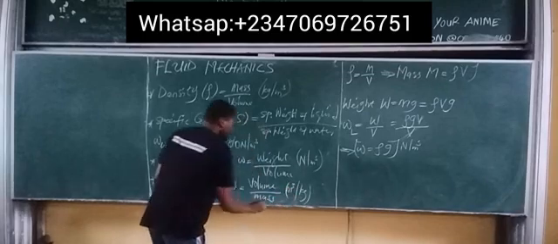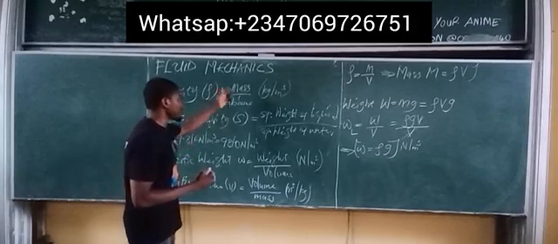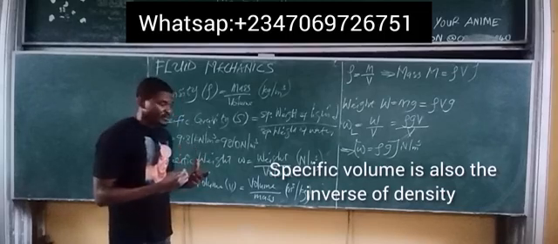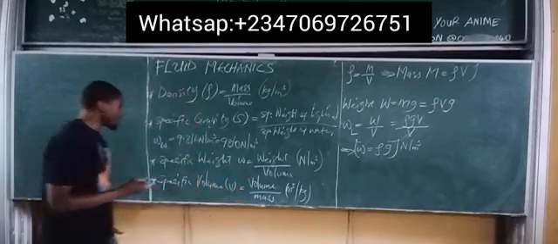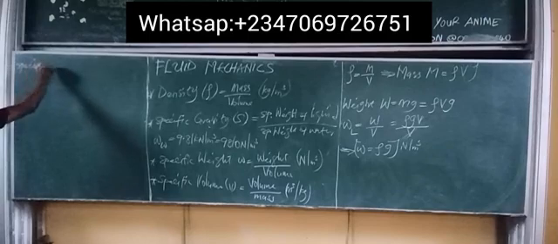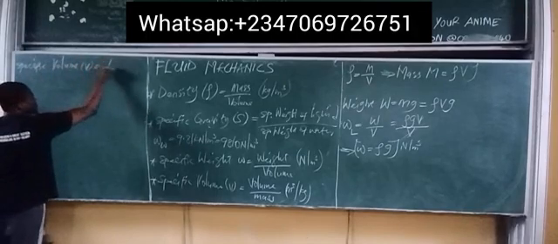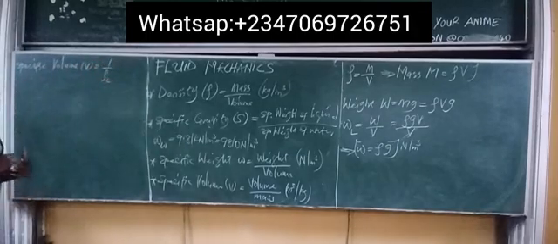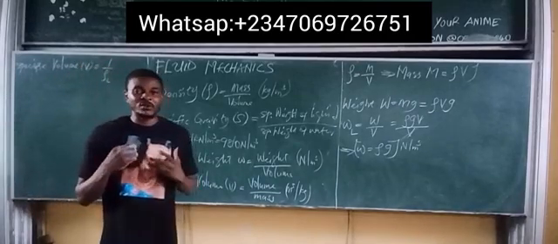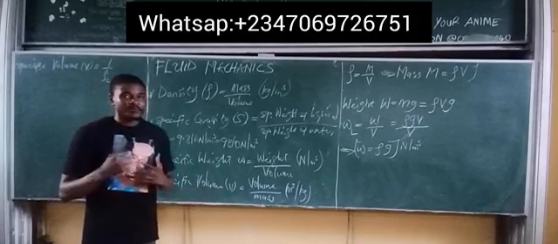And of course, if specific volume is volume all over mass, not forgetting that density is actually mass over volume, it means now that specific volume is simply the inverse of density. Therefore, specific volume, small v, is simply 1 all over the density of the given liquid. So whenever the density of a liquid is given to you, you can always find the specific volume of that liquid by simply taking the inverse of that density.